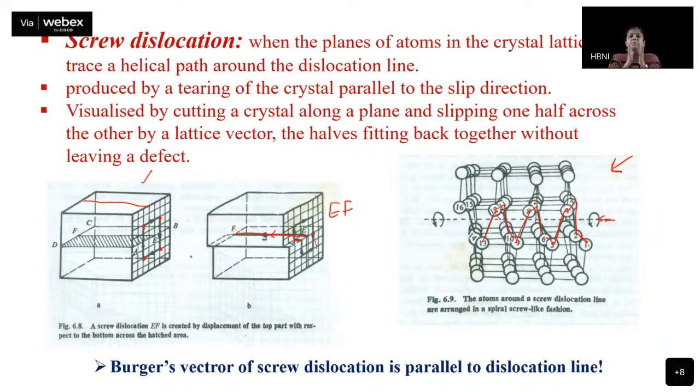The difference of the Burgers vector between screw and edge dislocation is, in edge dislocation, the Burgers vector is perpendicular to the dislocation line. In screw dislocation, the Burgers vector is parallel to the dislocation line. Screw dislocation can be replaced either in this way or, I'm sorry, this way.